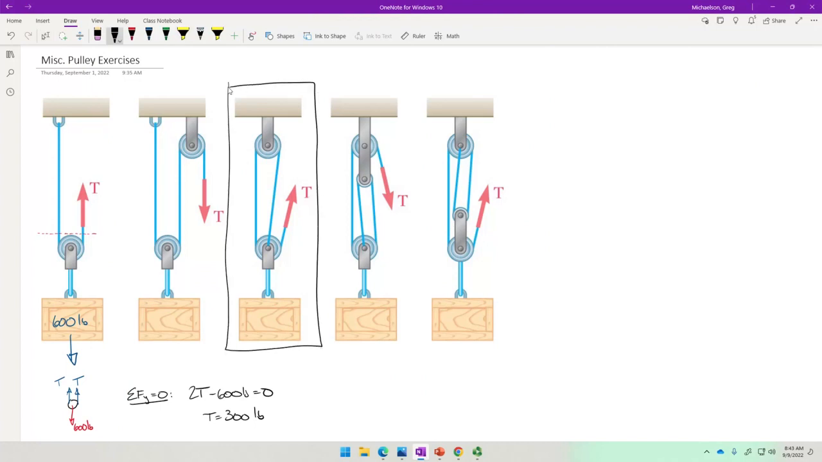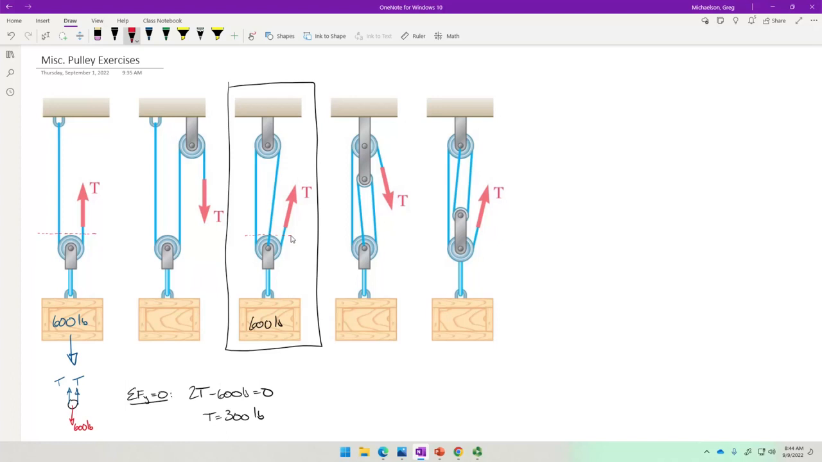I'm curious if somebody can look at this and tell me what's the tension in the cable this time if the box is 600 pounds. It's 200 pounds, right? Because if I samurai sword or lightsaber through the cables right there, I'm cutting through three of them. Pretty simple, right? That's pretty much it when it comes to pulley problems. That's pretty much all there is to it.